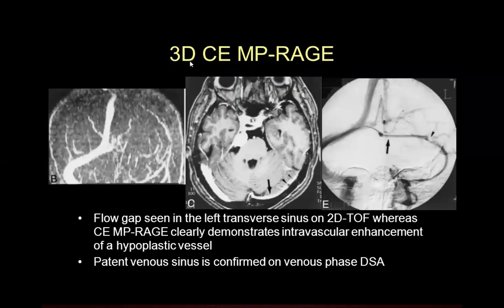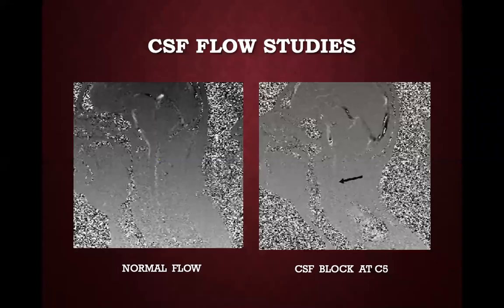For example, in this condition, this is a normal TOF MRI, where we know this is a hypoplastic vessel. How do you differentiate whether this is a hypoplasia versus a venous stenosis? When you do an MP RAGE, if the flow gap in the left transverse sinus clearly demonstrates intravascular enhancement of a hypoplastic vessel, this is what is needed for vasculitis and to detect hypoplastic vessels.